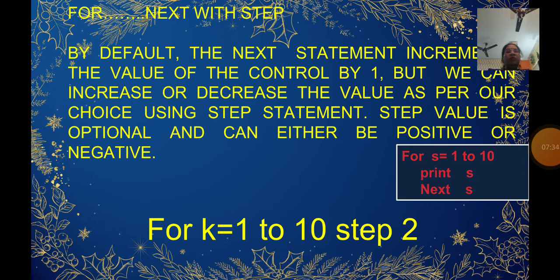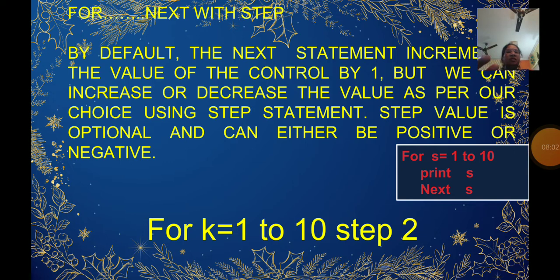By default, the next statement of a for next statement increments the value of the control variable by 1. But we can increase or decrease the value as per our choice using the step statement. The step value is optional and can either be positive or negative. Okay, it can be positive or negative.